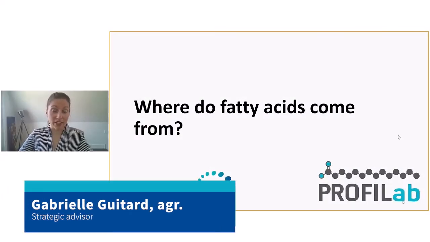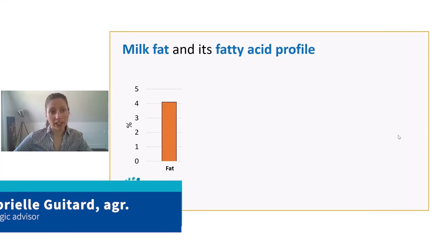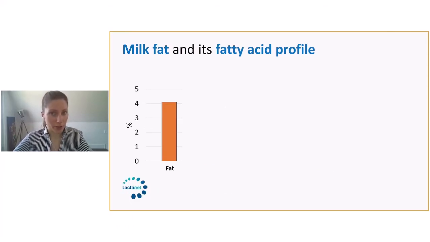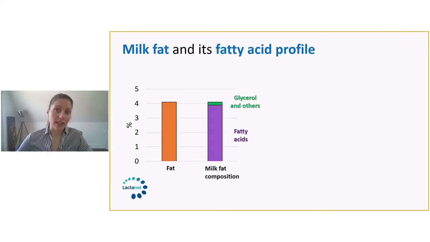So where do fatty acids come from? When we look into milk fat, we're all pretty used to looking at that data. But when we look in a little more detail at milk fat composition, we see that 92 to 95% is represented by fatty acid. The other 5% comes from glycerol and other molecules.